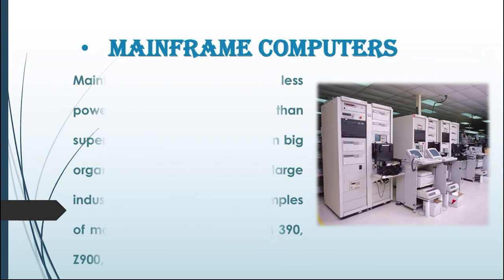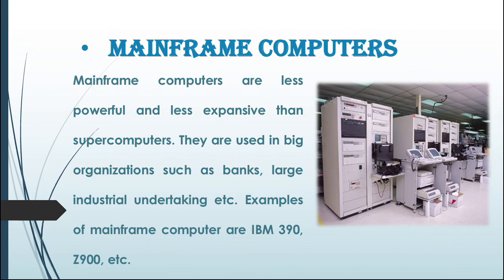Then we have mainframe computer. Mainframe computers are less powerful and less expensive than supercomputers. They are used in big organizations such as banks and large industries. These are also used for technical purposes, for example industries, banks, hospitals, not at home or a small office or for some childish task. You don't watch video games or play movies on these computers. They are used for technical work. For example, IBM 390 and Z900.